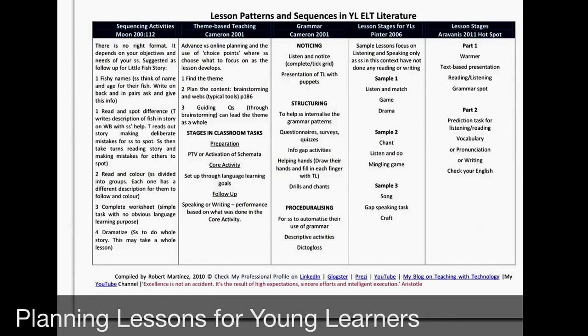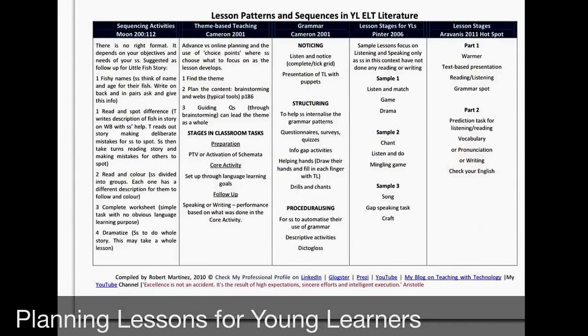Finally, Hotspot, which is the other book we're using with the intermediates, with the senior group, 11, 12, 13-year-olds. Basically, the lessons are divided into two parts. There's always a warmer at the beginning of the lesson, then a text-based presentation, where the language is obviously going to be embedded in it. There's a reading and listening, and then the grammar spot, which focuses on the language embedded in the reading or listening. The second part of the lesson involves a prediction task for listening and reading, vocabulary or pronunciation or writing, and then some feedback.